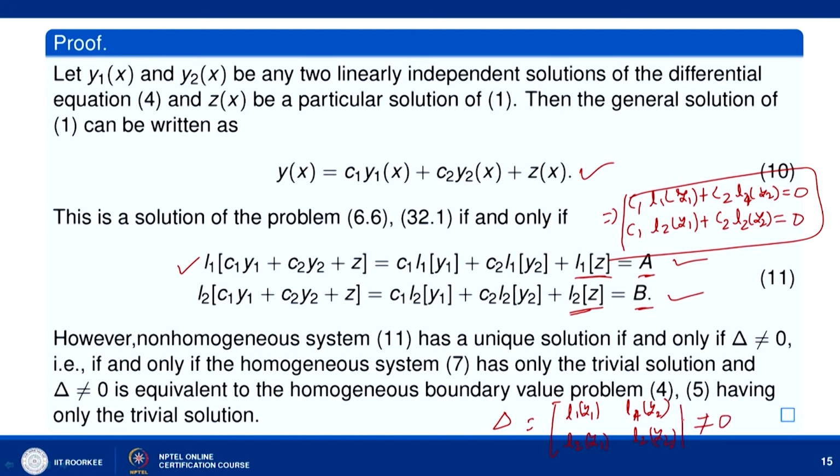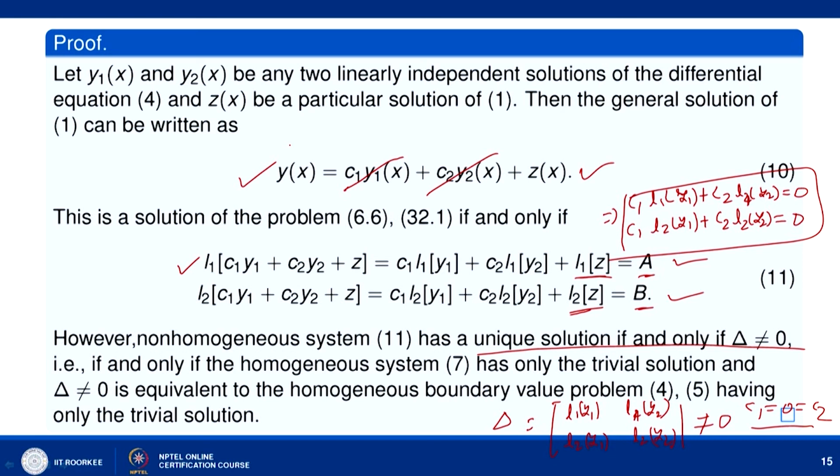So if this determinant is non-zero, then you will have C1 equal to C2 equal to 0, a trivial solution for the homogeneous part. When you put a trivial solution for the homogeneous part, this will cancel and we have y(x) = z(x) as the only solution. So we say that the non-homogeneous system 11 has a unique solution if and only if delta is non-zero, because if delta is non-zero, then we have C1 equal to C2 equal to 0, and we have only one solution, given as y(x) = z(x).